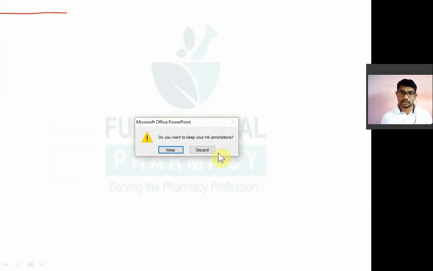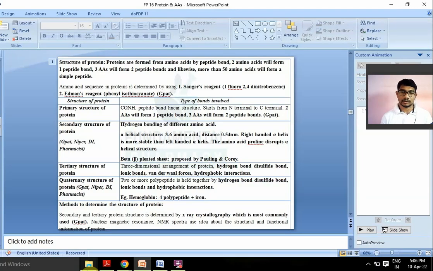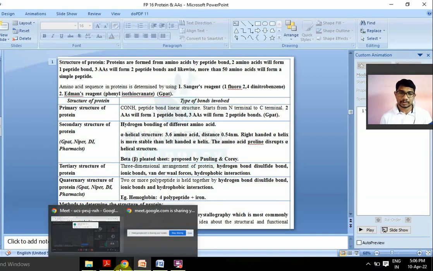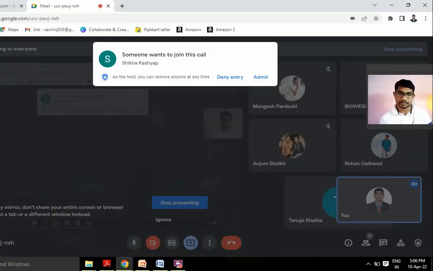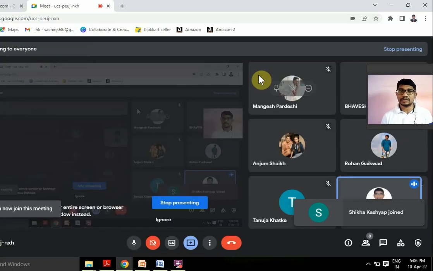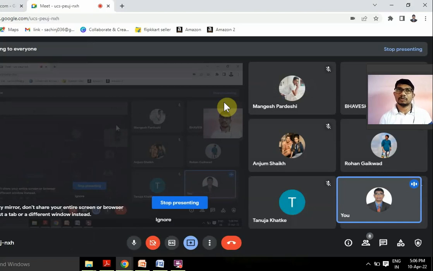So likewise, you have to remember this. How many amino acids will form how many peptide bonds? Because they used to ask questions on this. Remember, two amino acids, if they come together, they will form one peptide bond. Three amino acids, if they come together, they will form two peptide bonds. Four amino acids will come together, they will form three peptide bonds. You have to be clear regarding this.